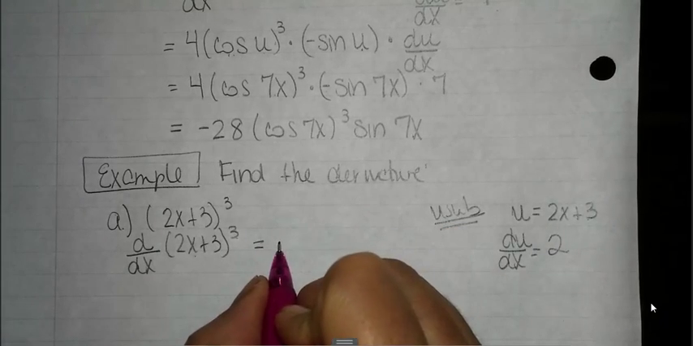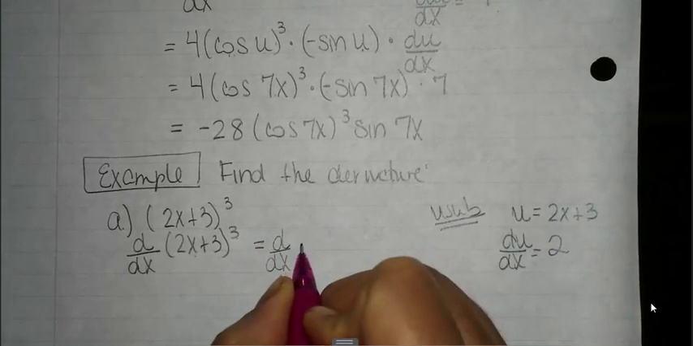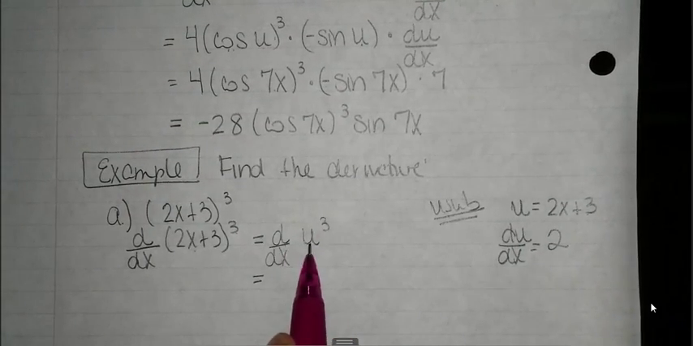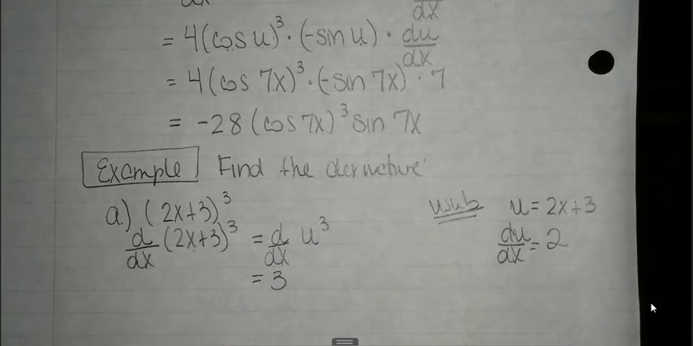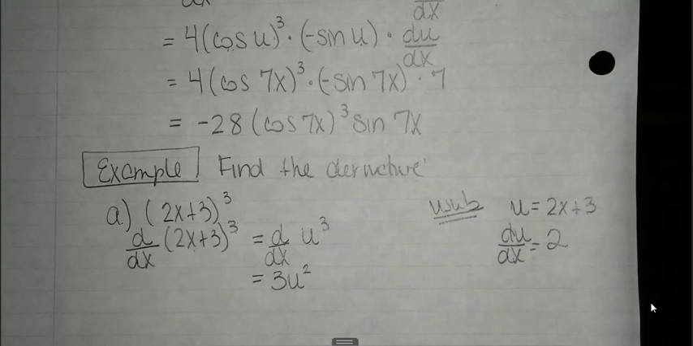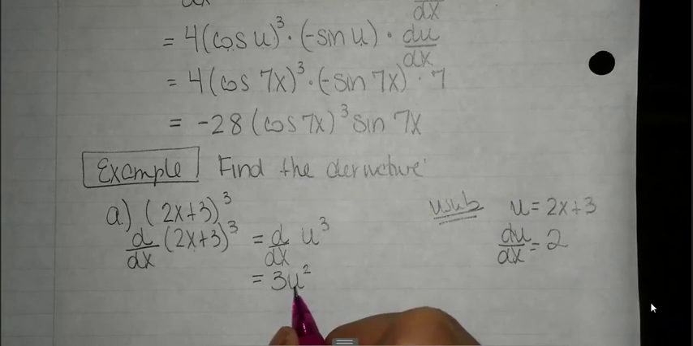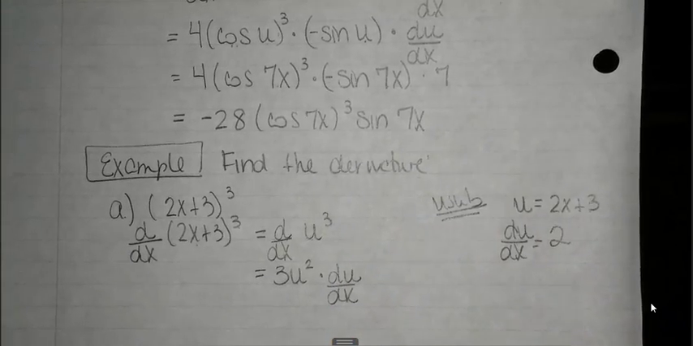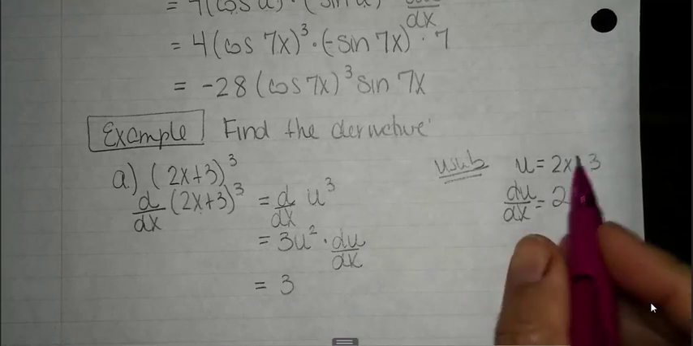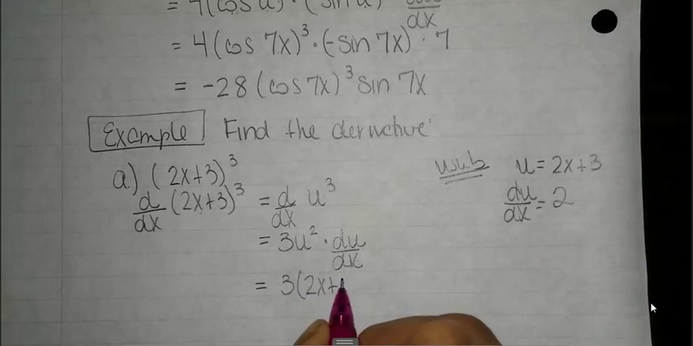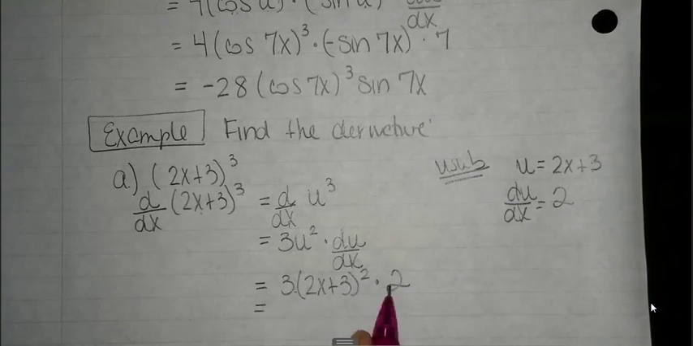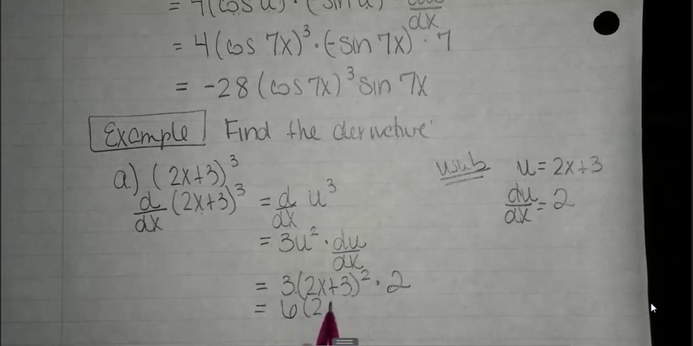Okay, so I could really say, well, this is the same thing as the derivative with respect to x of u cubed. So when I take the derivative of something cubed, I bring down the 3, take that power to 1 less, and then I would need to take the derivative of the inside, so that's times du dx. Okay, now I'll plug u back in. So u was 2x plus 3 times du dx, which is times 2. So this is really, if I multiply my coefficients, 6 times 2x plus 3 squared.